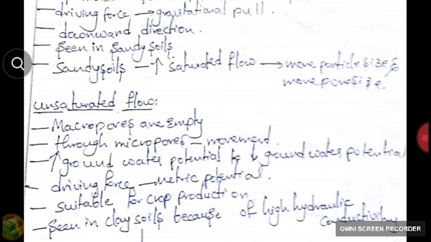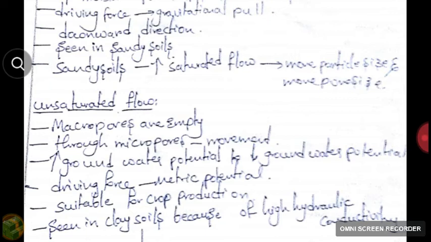Movement of water occurs laterally. It is suitable for crop production. It is seen in clay soils because of its high hydraulic conductivity.